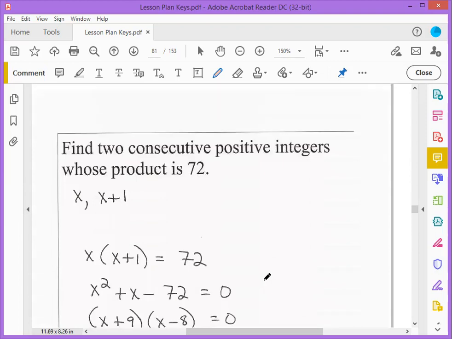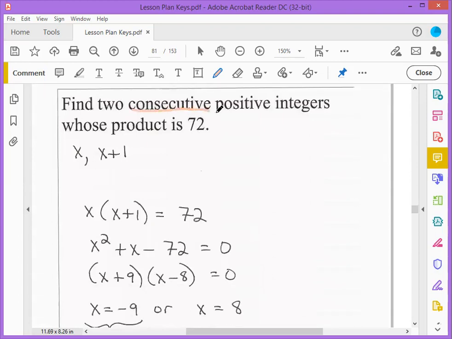All right, in the next example, we're asked to find two consecutive positive integers whose product is 72. So consecutive means back to back, and they're positive numbers. So to get from one positive number to the other positive number, we just add 1. So x would be the first term. To get to the second positive number, we just add 1. But we're told that their product is 72. That means when we multiply these two terms together, we get 72. So we're multiplying x times x plus 1, setting it equal to 72.